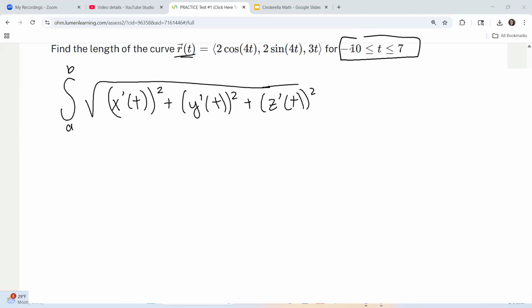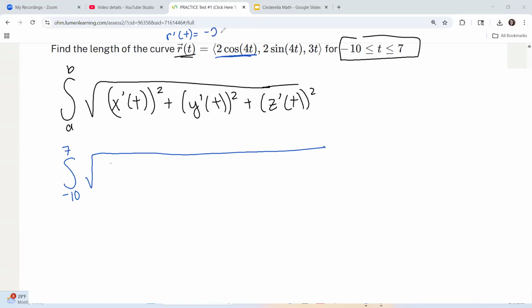So we are bounded here. They tell us we're going from negative 10 to 7. So ours is going to be the integral from negative 10 to 7 of the square root of, now take the derivative here. I'm going to write this up above, r prime of t. So derivative of cos is negative sine.